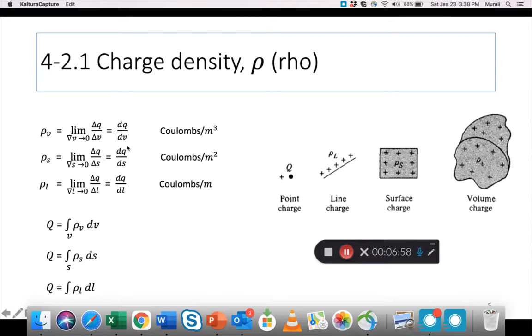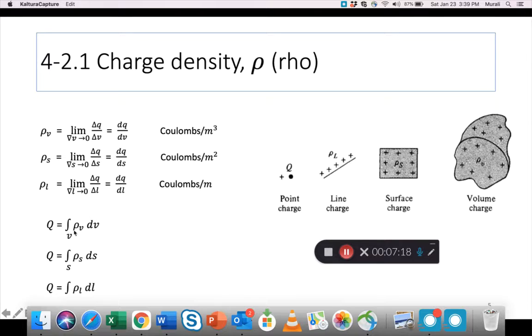So we have dQ by dV, dQ by dS, and dQ by dL as the real definitions of these charge densities. Now once you know the charge density, you can do the opposite, right? So this is a derivative. If you do the integral, you get the total charge, right?